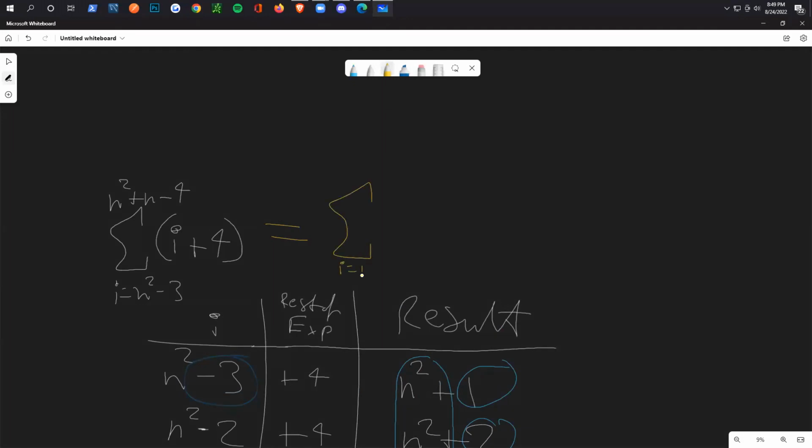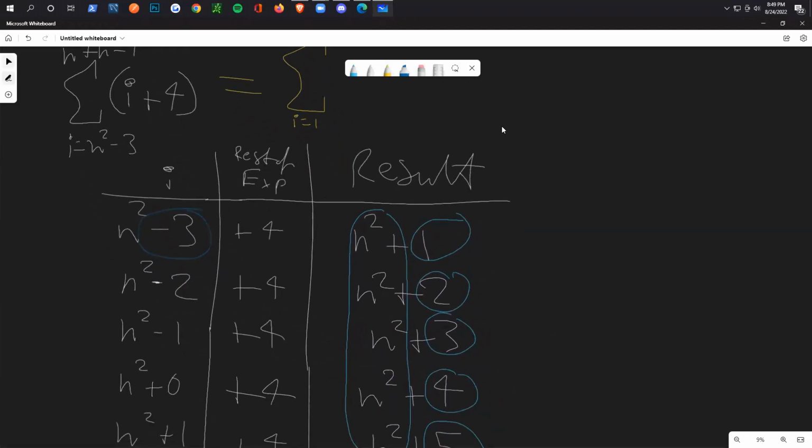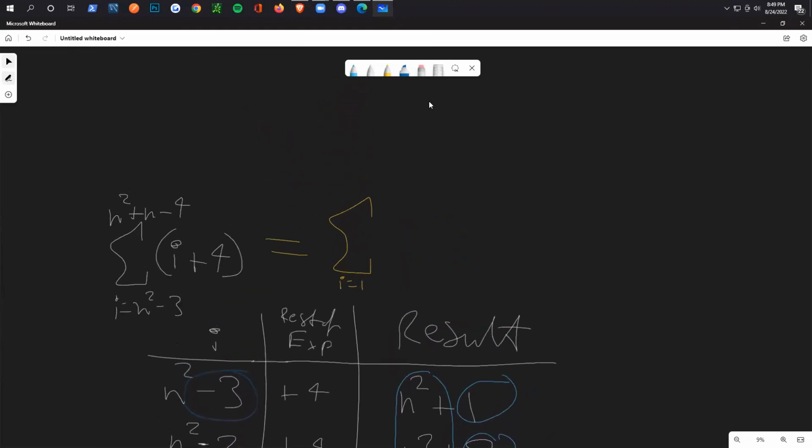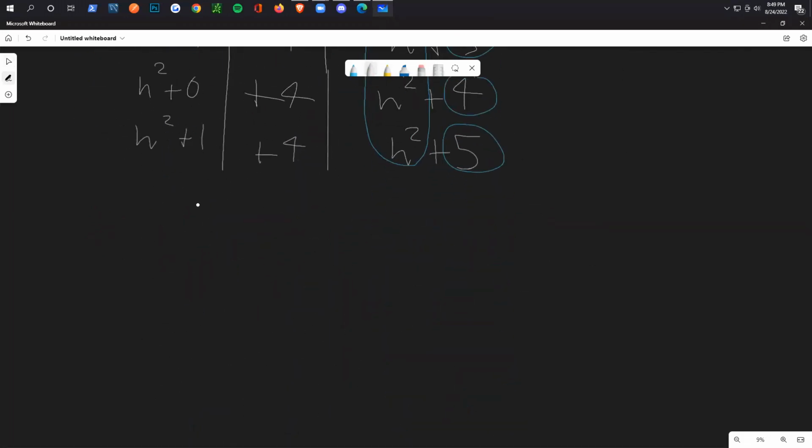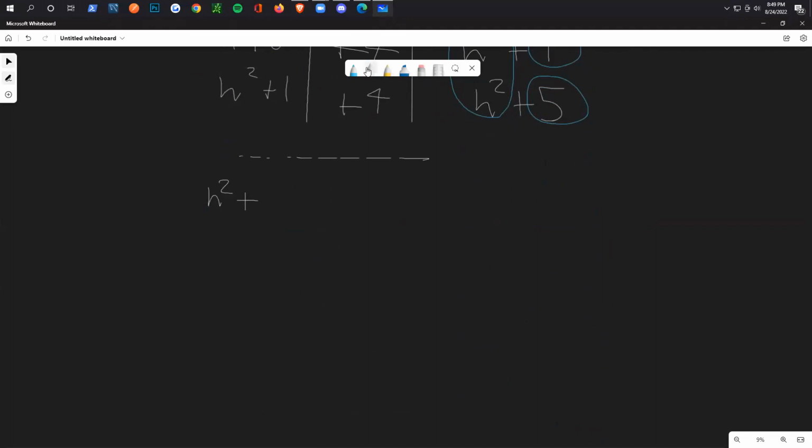I equals 1 up until, and let me see. How can we determine the top bound? Let's just plug in the last term, remembering that summations are inclusive. Let's plug this in right here and see what our last term is going to be. So, dot, dot, dot, eventually you'll get there: n squared plus n minus 4. So there's our I. Then we do plus 4, and we're going to end up with n squared plus n.